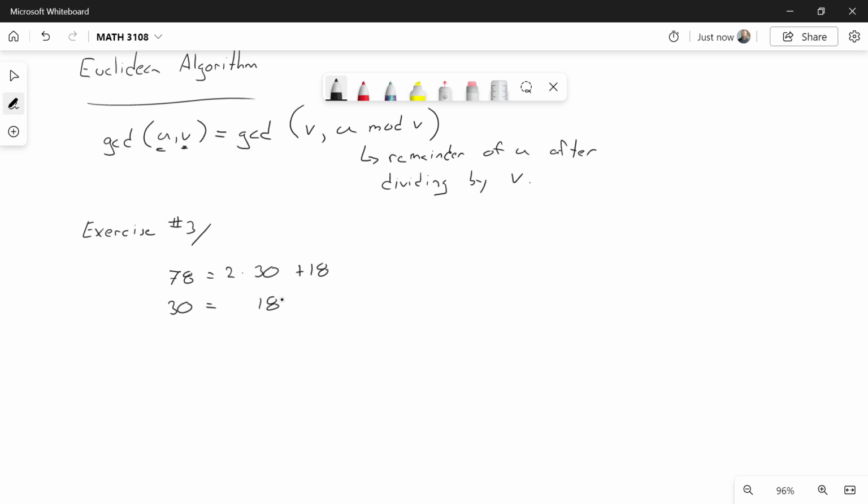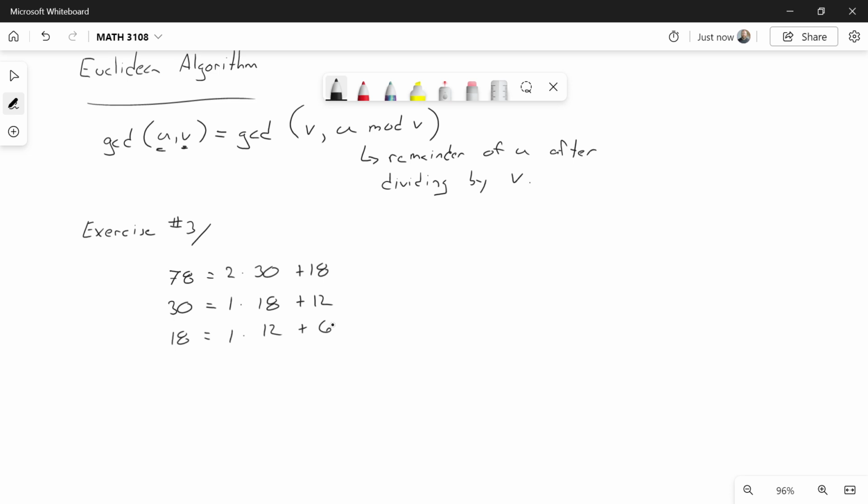So I ask the question, how many times does 18 go into 30? Well, it goes once. So 1 times 18 is 18. What do I need to add to 18 to get up to 30? Well, I need to add 12. 12 is not equal to 0. Repeat the process again. So 18 on my left-hand side, 12 on my right-hand side. And I ask the question, how many times does 12 go into 18? It goes once. So 1 times 12 is 12. How do we get up to 18? I'm going to add 6. 6 is not equal to 0.